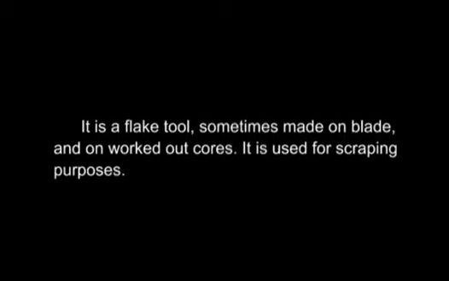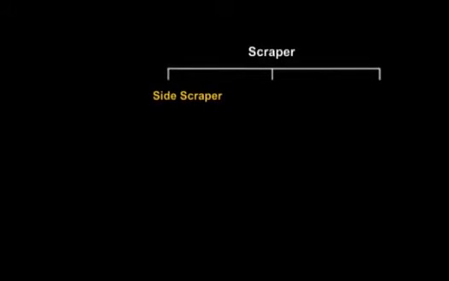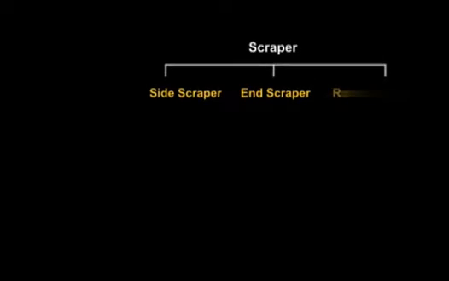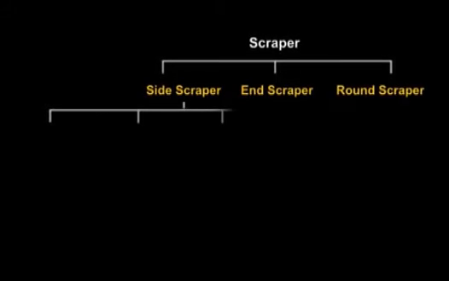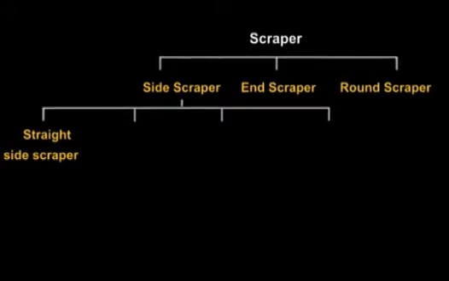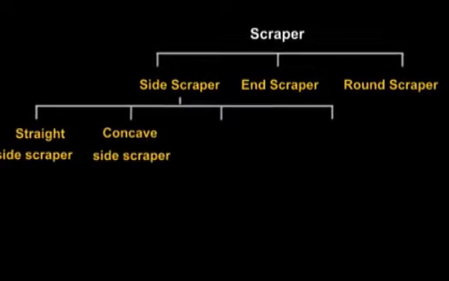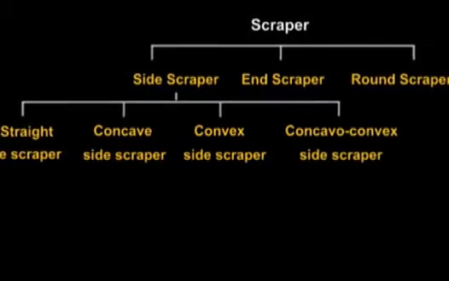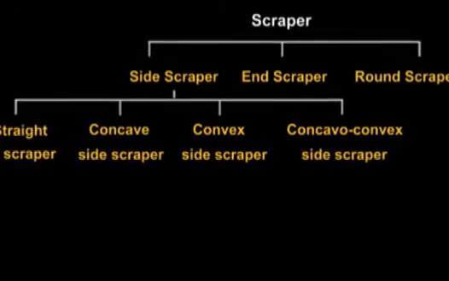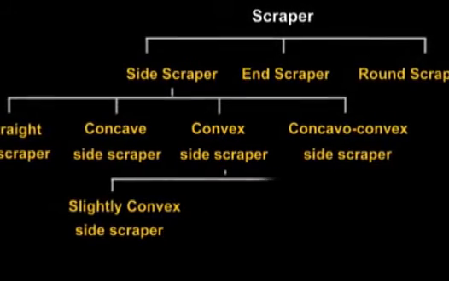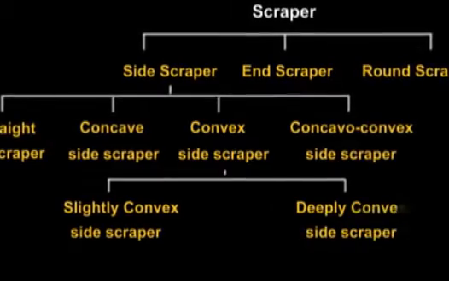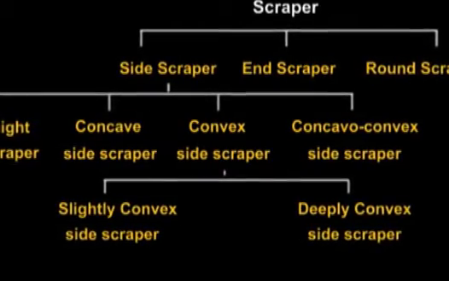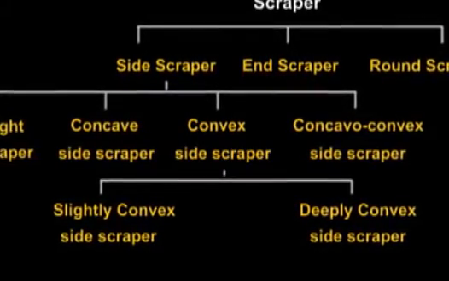According to the nature of the working edge, this type is further subdivided into types, that is side scraper and round scraper. The side scraper has four subtypes, that is straight side scraper, concave side scraper, convex side scraper and concavo-convex side scraper. And the convex side scraper has two varieties, that is slightly convex side scraper and deeply convex side scraper.